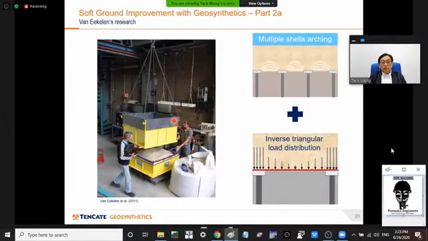Here's the test lab where Van Ekkelen did a research, and it is a combination, as I mentioned, the multiple shells arching plus the inverse triangular load distribution. This is different from the ABGEO, which has the load shading more towards the center of the reinforcement, whereas Van Ekkelen's model of the inverse triangular load shades more load onto the stiffer areas close to the pile caps.